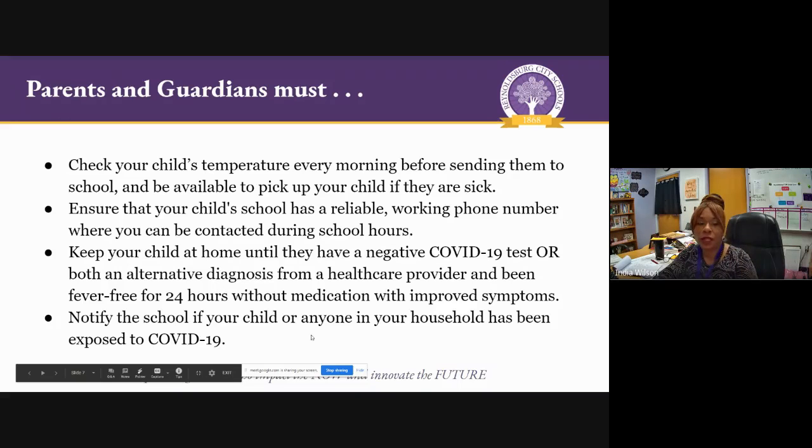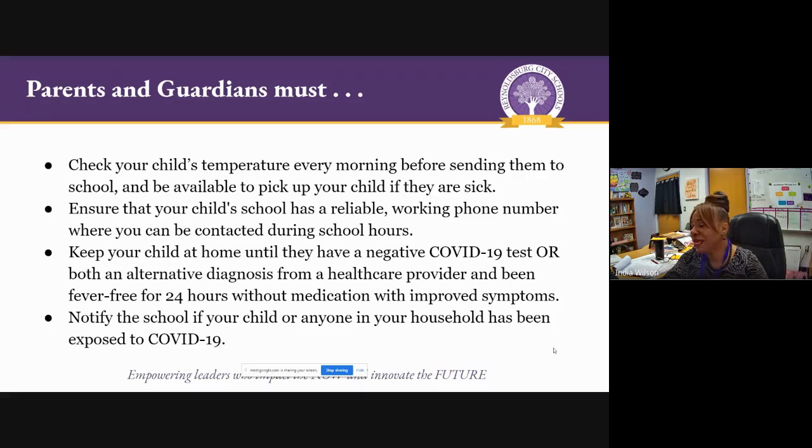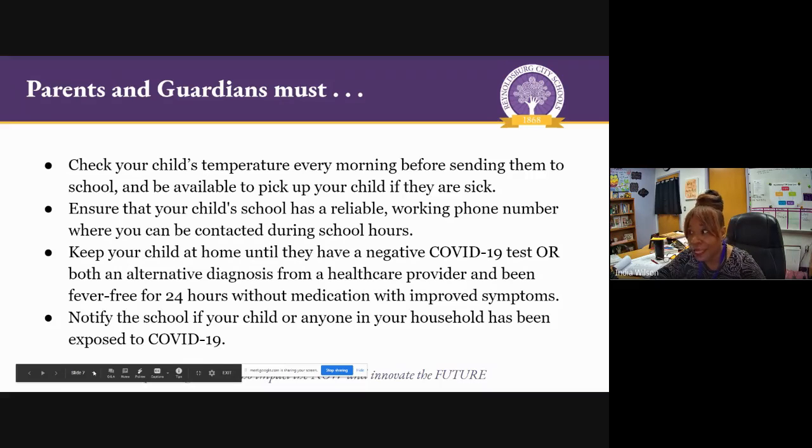We're waiting on you. Notify the school if your child or anyone in your household has been exposed to COVID-19. What does it mean to be exposed? That means you got a phone call or a letter from the CDC or from the health department indicating that there has been an exposure. Or you know for a fact that your child was over Aunt Susan's house last night and Aunt Susan has COVID-19. That's exposure, and we need to be notified.